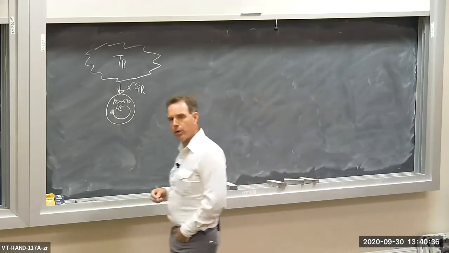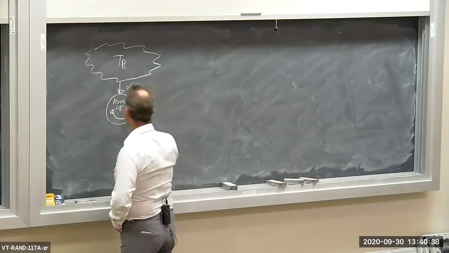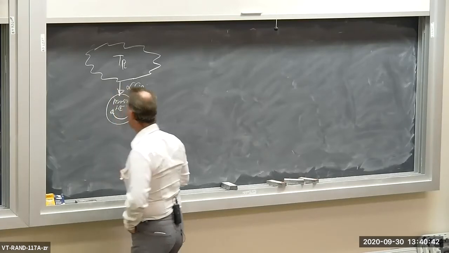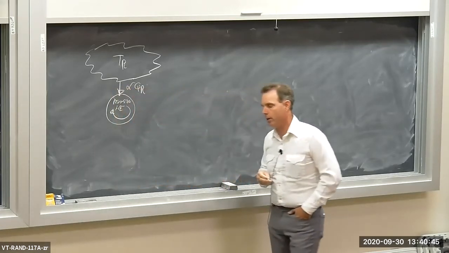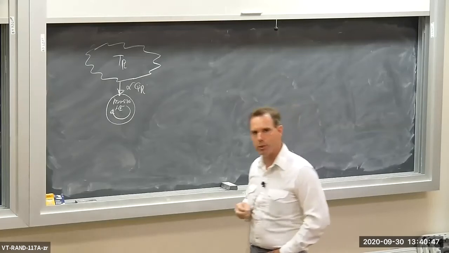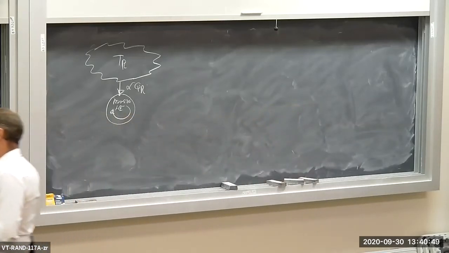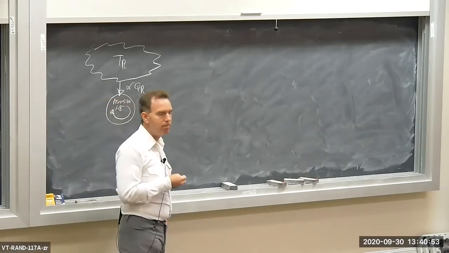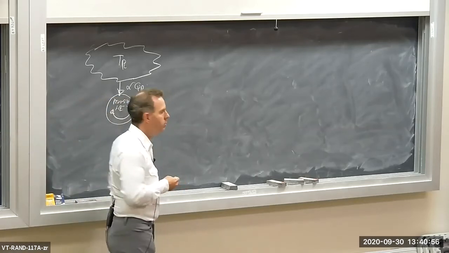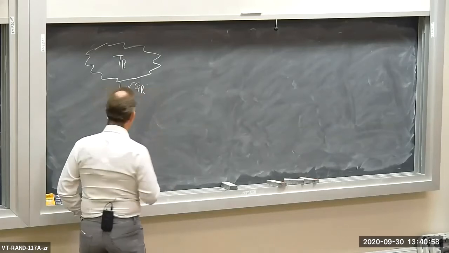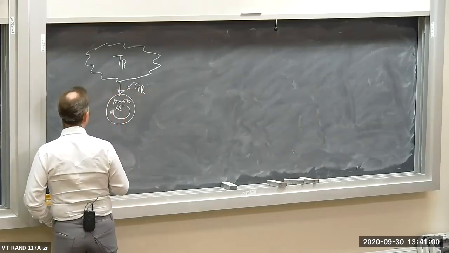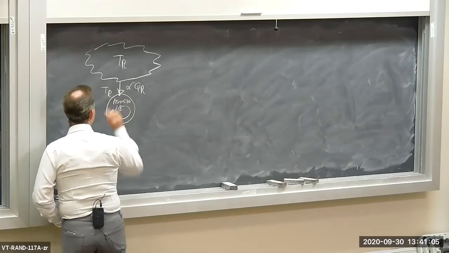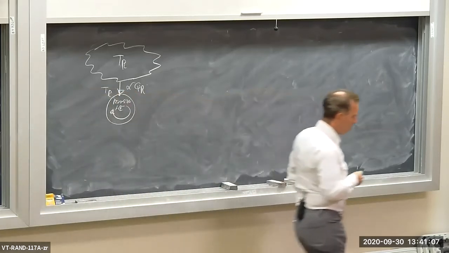Now, what I'm also going to do here, I'm going to stick a thermometer right there and measure that temperature. And I'm going to state here that that temperature is always equal to the reservoir temperature. Okay? It's the reservoir temperature, TR. So the temperature right there is equal to the reservoir temperature.